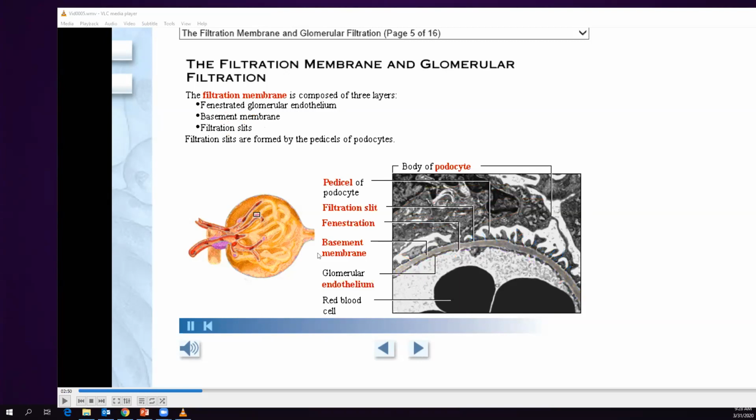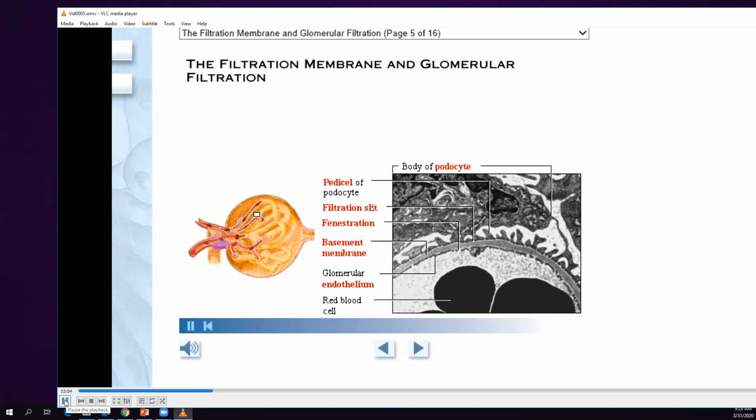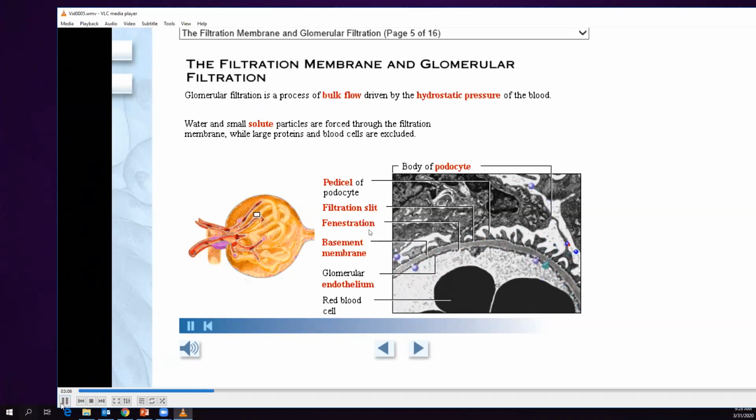All right. Okay, now we're actually going to go into questions on the packet. Passage through the filtration membrane is limited not only on the basis of size, but also by charge. Now click the filtration membrane to see an animation of glomerular filtration. Glomerular filtration is a process of bulk flow driven by the hydrostatic pressure of the blood. Okay, so in question number 1, what force drives filtration at the glomerulus?